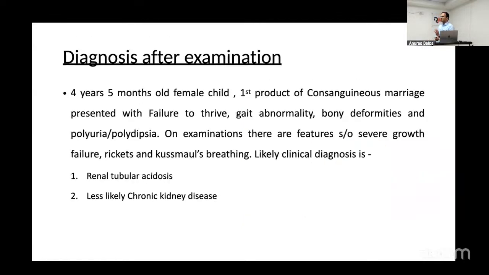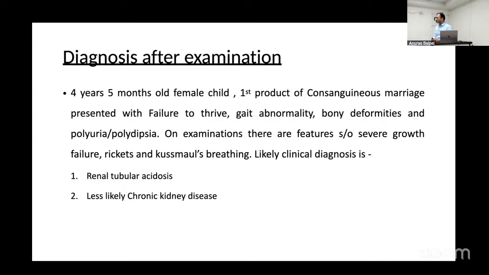So now the provisional diagnosis after examination. She is a 4 year 5 month old female child, first product of consanguineous marriage, presented with failure to thrive, gait abnormality, bony deformities, polyuria, polydipsia. On examination, she had features of severe growth failure, rickets, and acidotic breathing. We'll now narrow down the diagnosis to RTA or, very less likely, CKD. I think you can be very bold to say here that this is most likely a distal RTA.